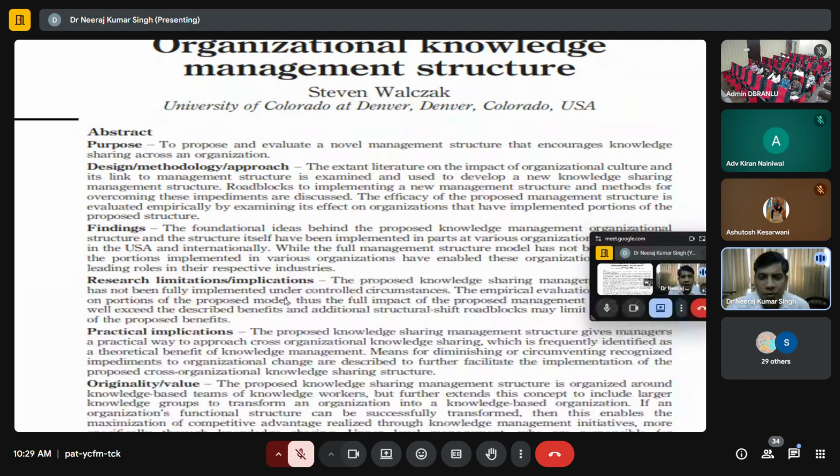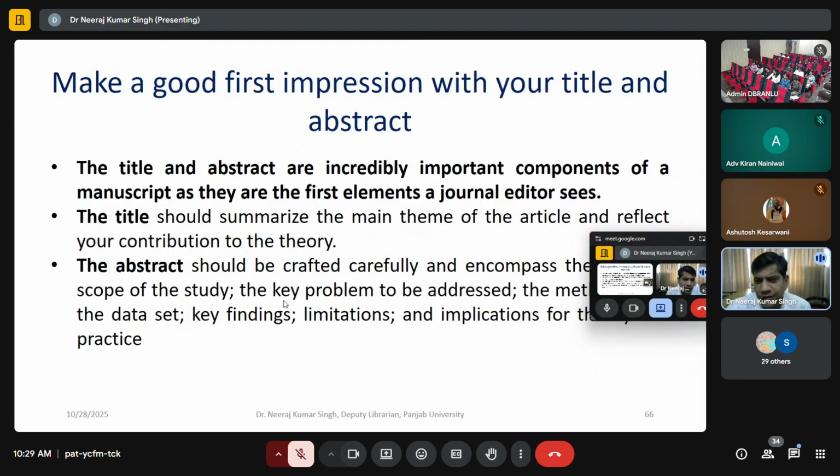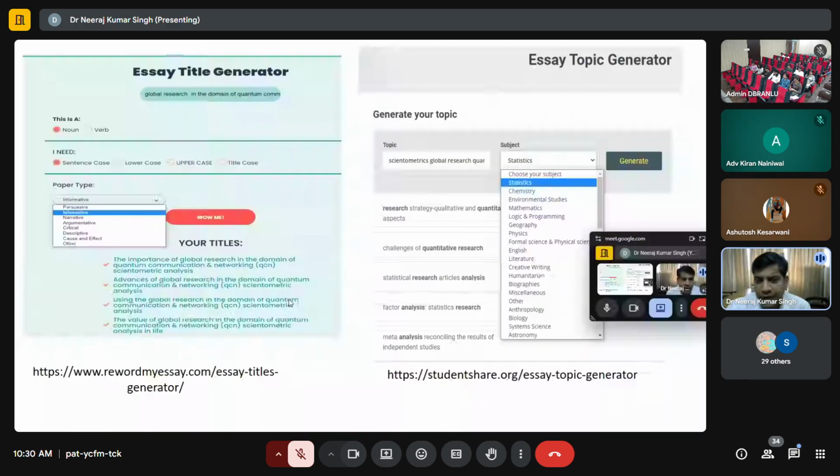And then think about the title. Never use abbreviations in the title, right? And always think about a title which can reflect your complete study. And if you are not sure whether your title is attractive or not, there are some tools like an essay title generator or essay topic generator.